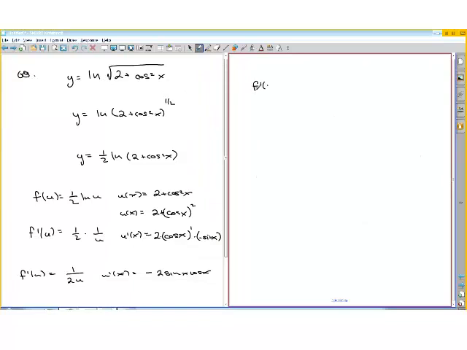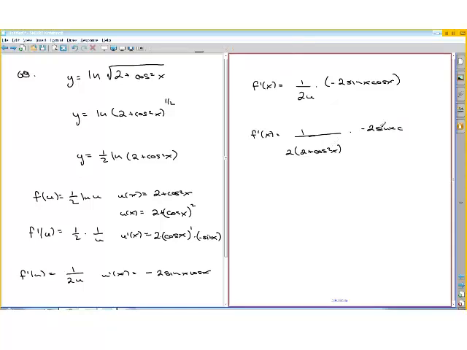So now we'll substitute it in. So f prime of x is equal to f prime of u, which is 1 over 2u, times negative 2 sine of x cosine of x. Then we make the u substitution. So we get 1 over 2 times u, which is, what is u? 2 plus cosine squared of x. So that's u, times negative 2 sine of x cosine of x.